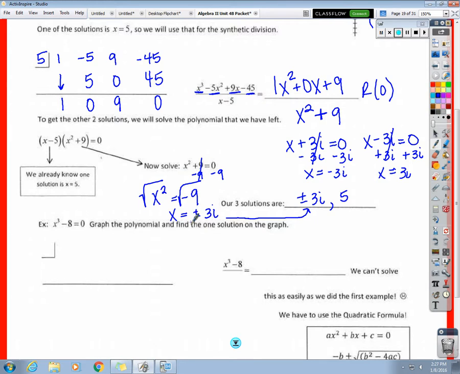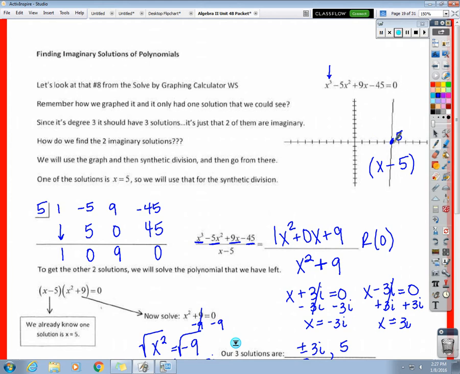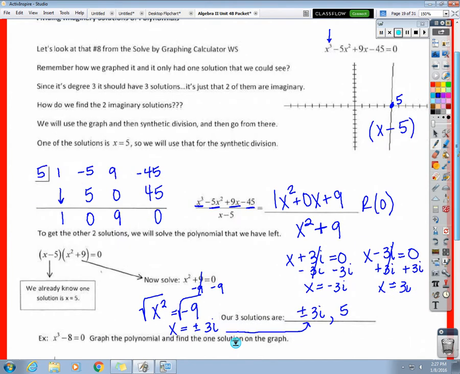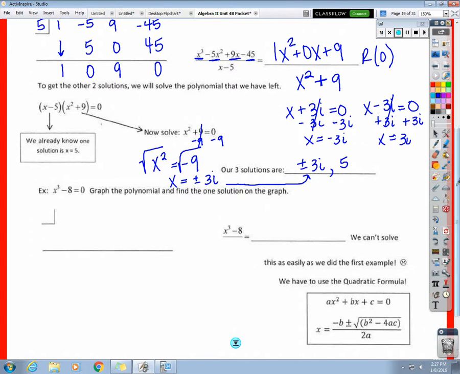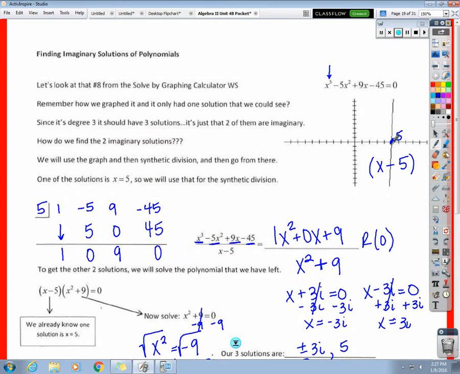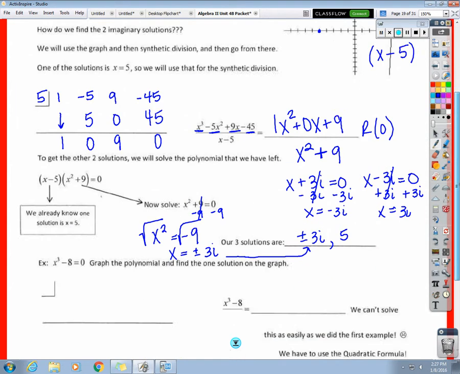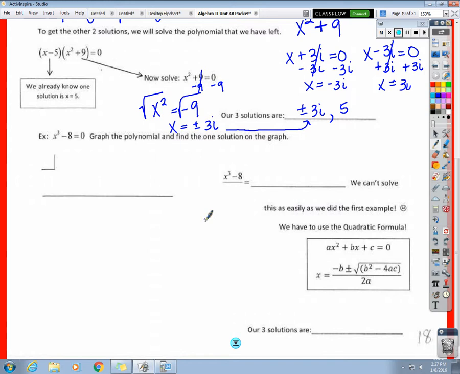Where did you get 5, the x minus 5? Oh, because it crossed the axis at 5. Or where it says x minus 5? Oh, because remember, anytime it crosses the axis, when you write it in factored form, you write the opposite. So like if there were a point over here, you would write it as x plus 5. Okay, let's try the next one.